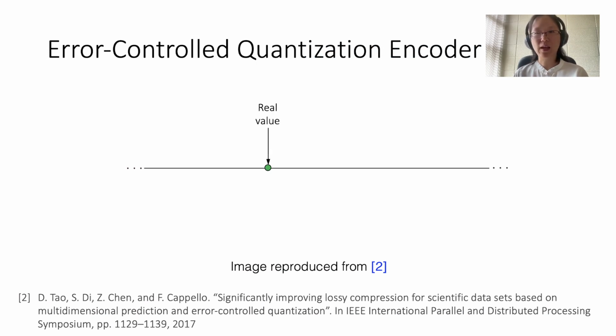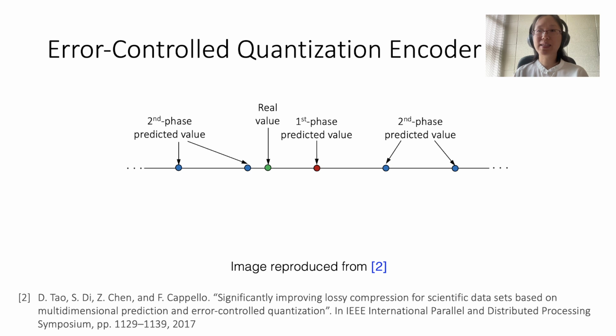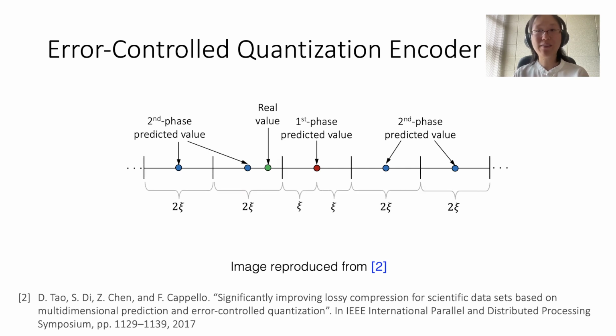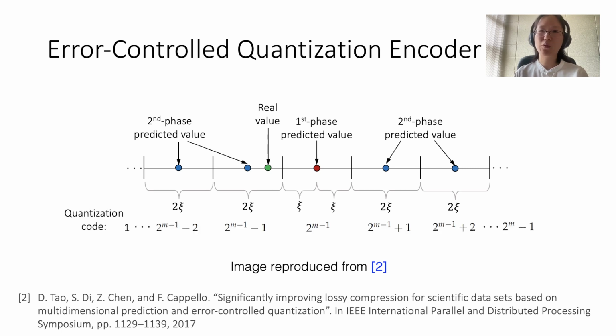Given a real value of the data point and a preset global error bound xi, SZ predicts its value using a Lorenzo predictor. Then, we generate a number of second phase predicted values. The distance between any two adjacent second phase predicted values is equal to 2 xi. Now, we have a set of intervals where the predicted values lie in the middle of them. When the real value, marked as the green point, falls into certain intervals, each predicted value can be encoded by the index of its corresponding interval.